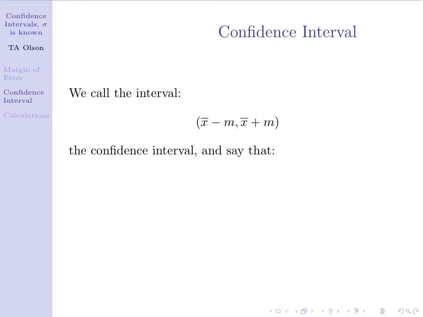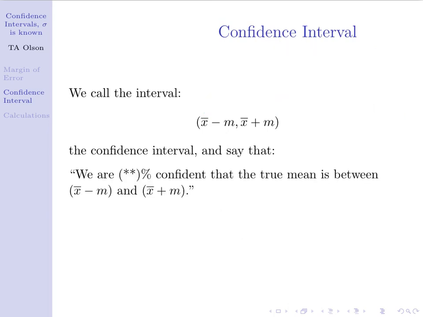We use this by calculating something called a confidence interval. We call the interval of our sample mean minus our margin of error, all the way up to our sample mean plus our margin of error, the confidence interval. This is going to be some range of values. And depending upon the confidence level, what we say is we are, whatever our confidence level is, percent confident that the true mean is between our sample mean minus our margin of error and our sample mean plus our margin of error.